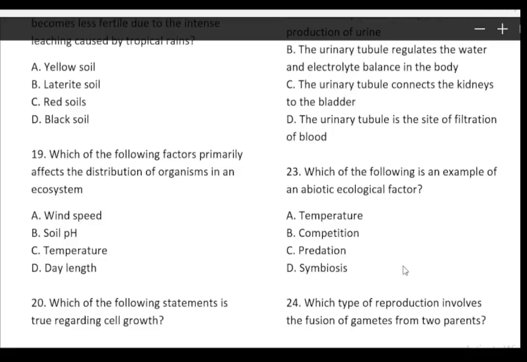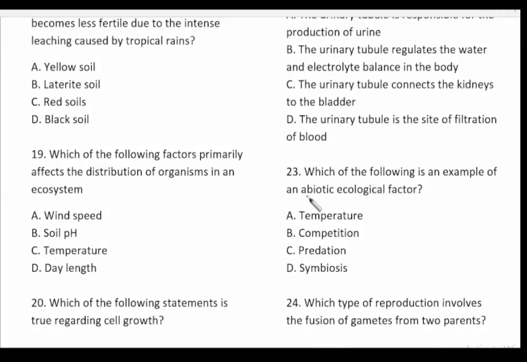Which of the following is an example of abiotic ecological factor? Abiotic here is talking about non-living. Which of the following is an example of a non-living ecological factor?